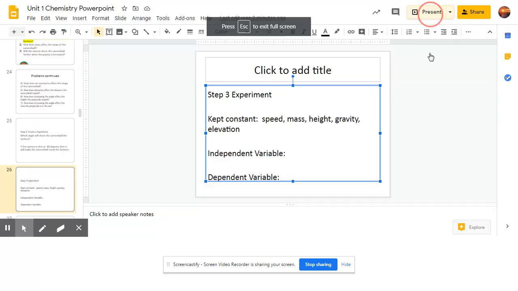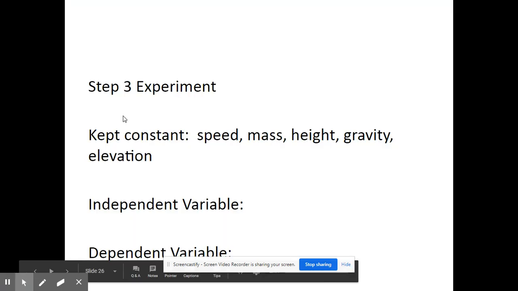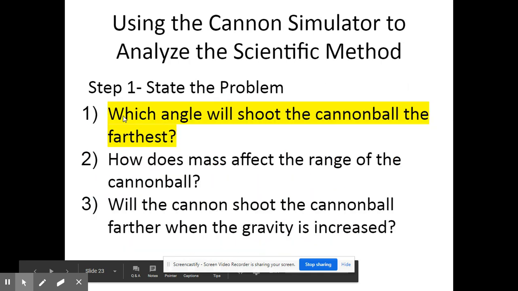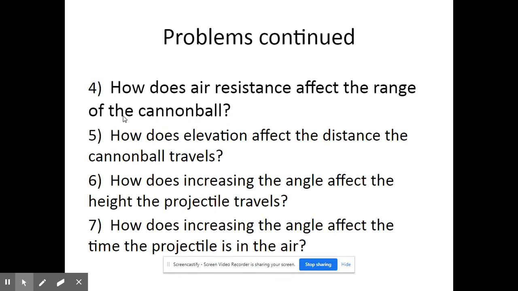Hello everyone, I wanted to make this Edpuzzle video on the activity, on the problem that we did yesterday. So I went through these different problems in class that we could use on the cannon simulator, and the one that we looked at was this first one here. Which angle will shoot the cannonball the farthest?